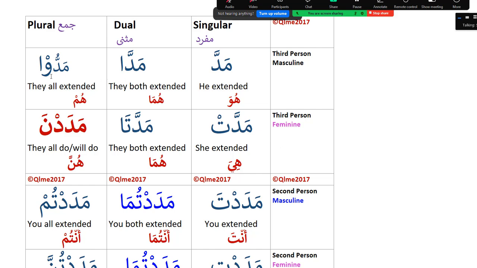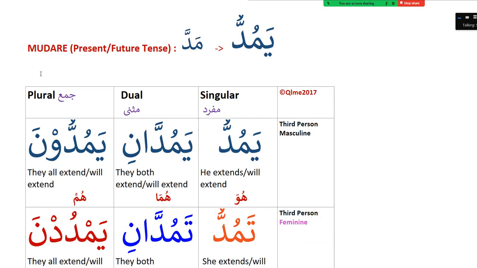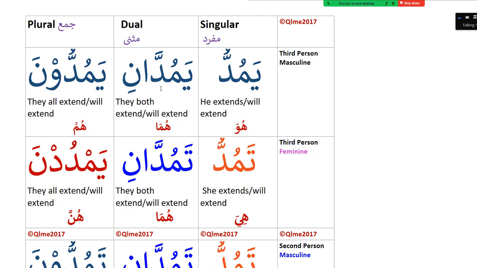Madda, maddā, maddu, maddat, maddatā, madadna, madadta, madadtuma, madadtum, madadti, madadtuma, madadtunna, madadtu, madadna. Or the present or future tense would be madda yamuddu, because it belongs to the verb nasara yansuru. Madada yamdudu would become madda yamuddu. The chart is yansuru, yansurani, yansuruna, tansuru, tansurani, yansurna. Right? So we are going to follow a similar pattern.